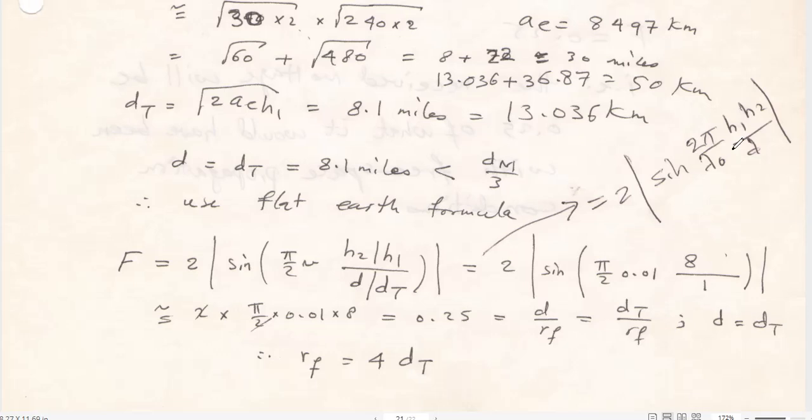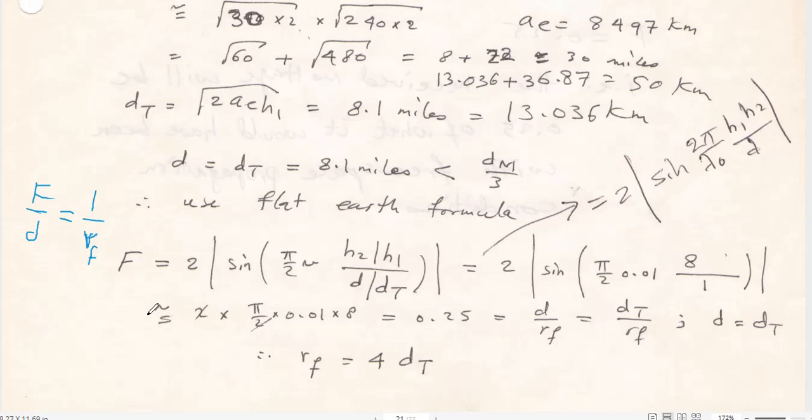When you substitute, h1 is given, h2 is given, d is given, lambda naught is given, and F is equal to 0.25. We know that F is equal to d over Rf because F over d is equal to 1 over Rf. F over d is proportional to the voltage received when we have flat earth, and when we have free space, the voltage received will be proportional to 1 over Rf, the free space range.